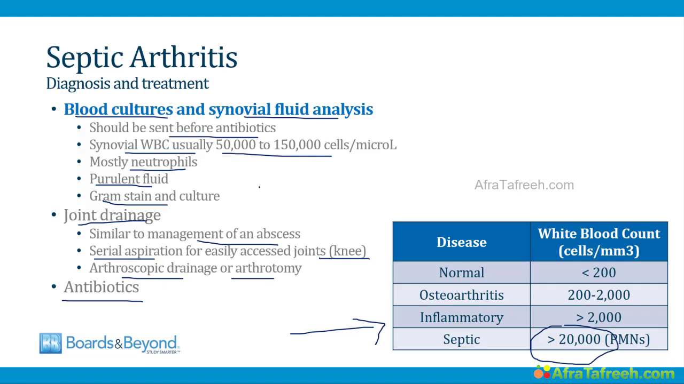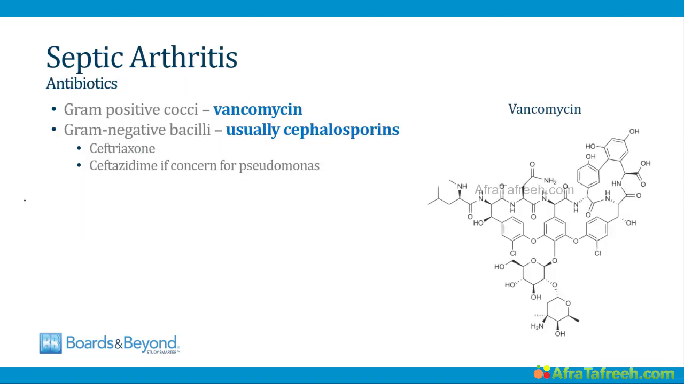The antibiotics that are used to treat septic arthritis are usually guided by the gram stain of the synovial fluid. If it shows gram-positive cocci, then you're probably dealing with staph or strep, and so usually you treat the patient with vancomycin until you get sensitivities back for the bacteria. Less commonly, the gram stain shows gram-negative bacilli. In these cases, you usually treat the patient with cephalosporins like ceftriaxone or sometimes ceftazidime if there's concern that the patient could have Pseudomonas.